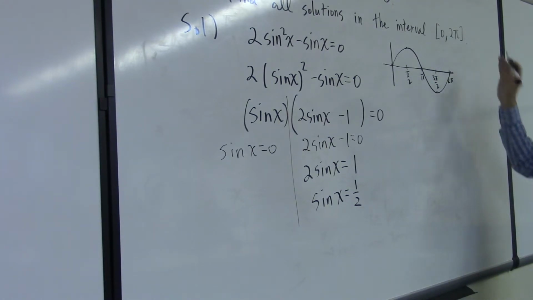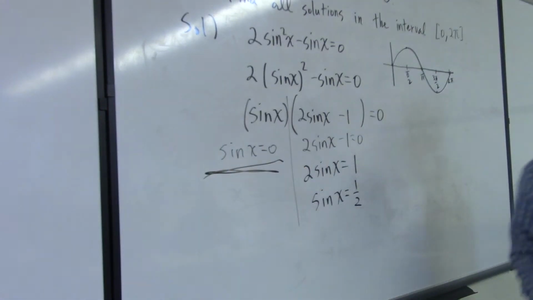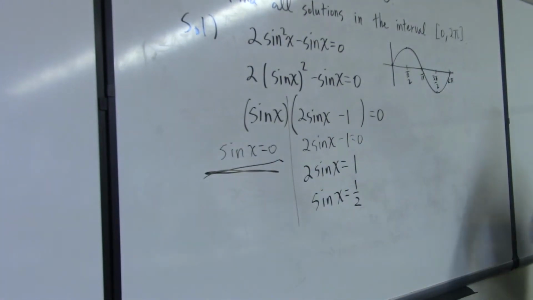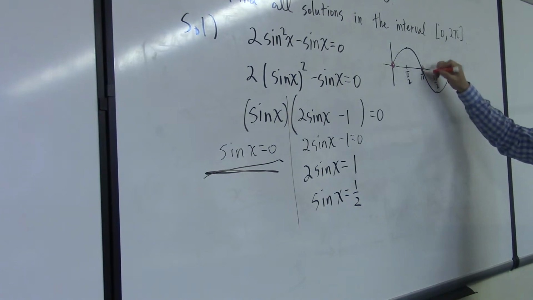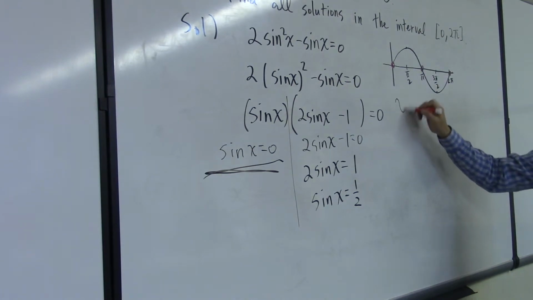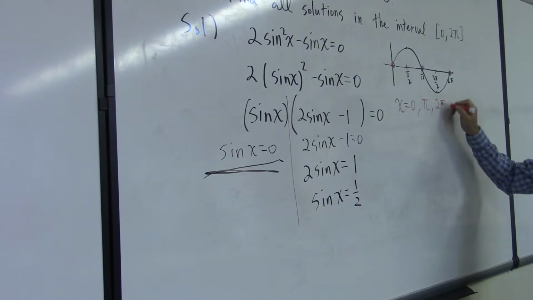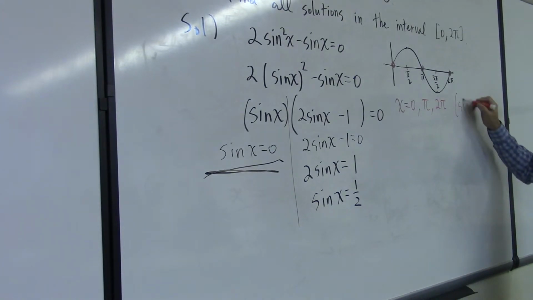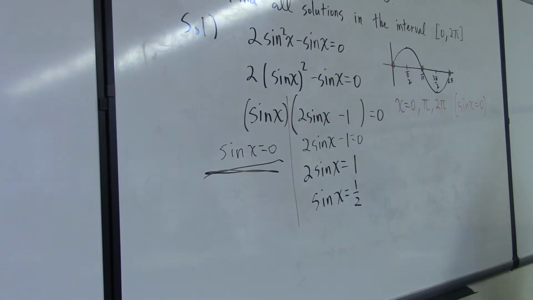Isn't that right? Okay. Now let's think about sine x equal to 0. When is the value of sine equal to 0? At here, here, and here. So for x equal to 0, pi, and 2 pi, sine x is equal to 0. Okay, so these are the places where the value of sine is 0.